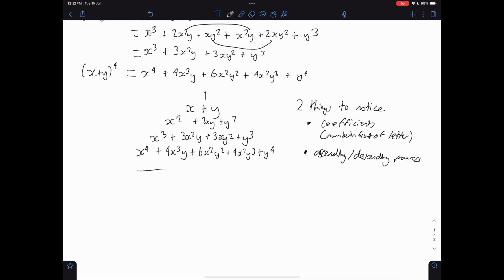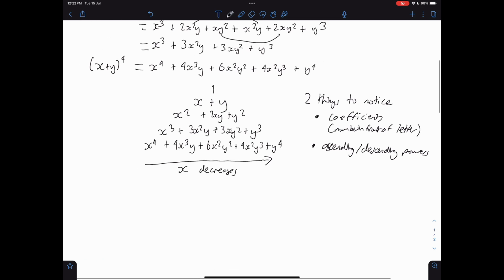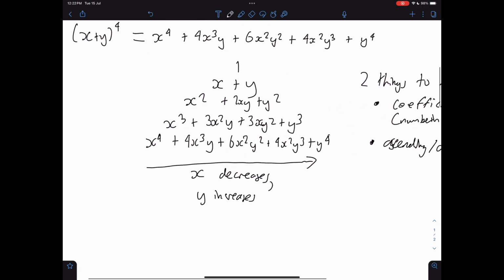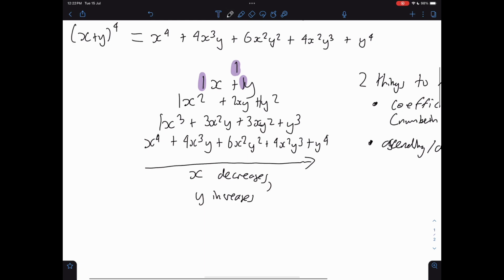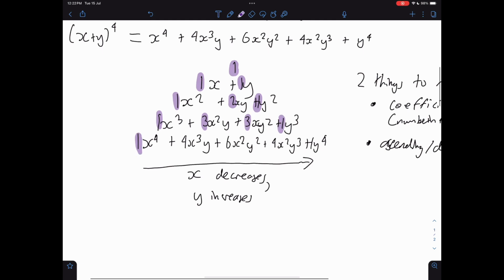If you go from left to right, you'll see that the x powers decrease. So it goes from x to the 4 to x cubed, etc. But the y power increases. And then if we look at the coefficients, you have to imagine your invisible ones when there's no number before it. So you're looking at 1, 1, 1, 1, 2, 1, 1, 3, 3, 1, 1, 4, 6, 4, 1.